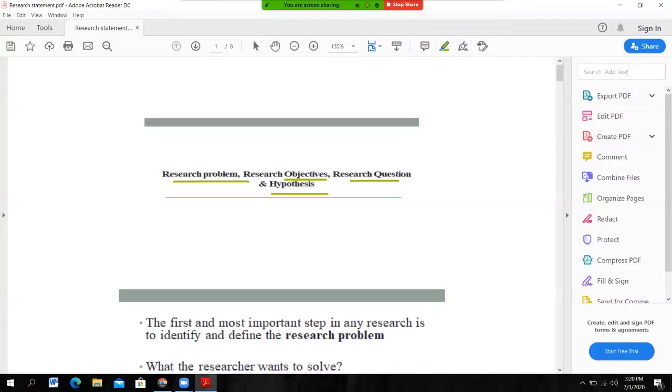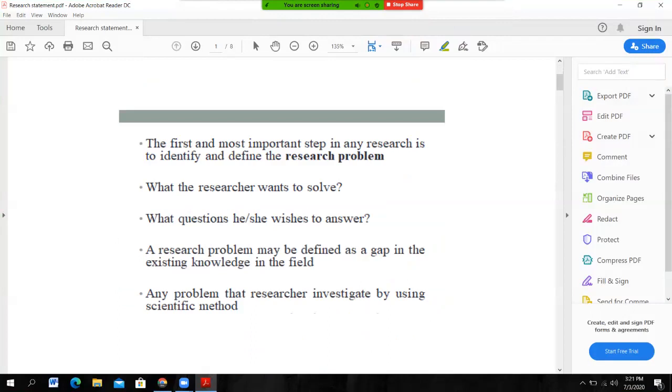As you know that the first and most important step in research is to identify the research problem. And you know that this is the first step of the research process, that identification of the research problem is actually the start of the research project.